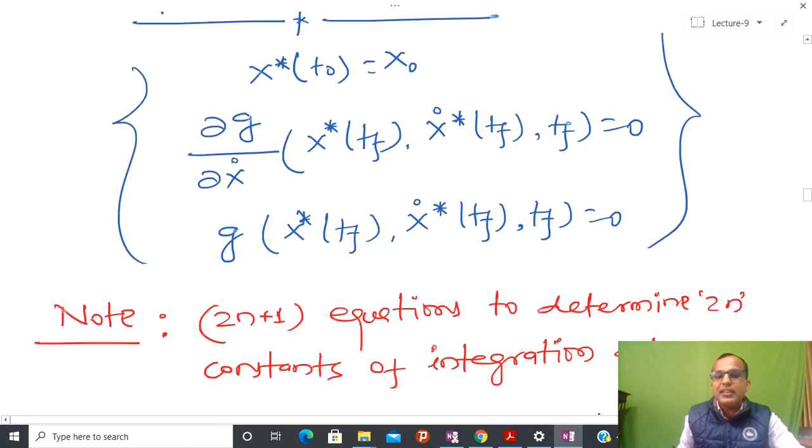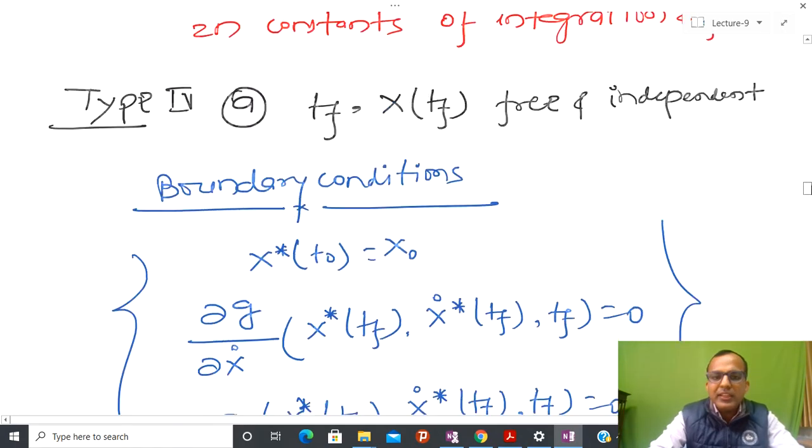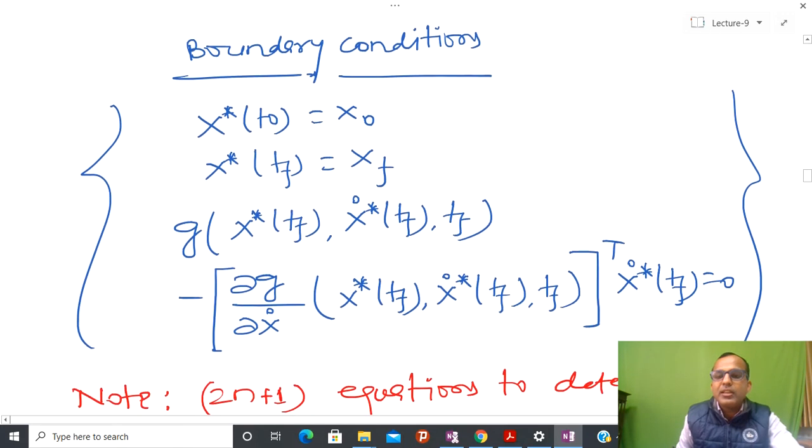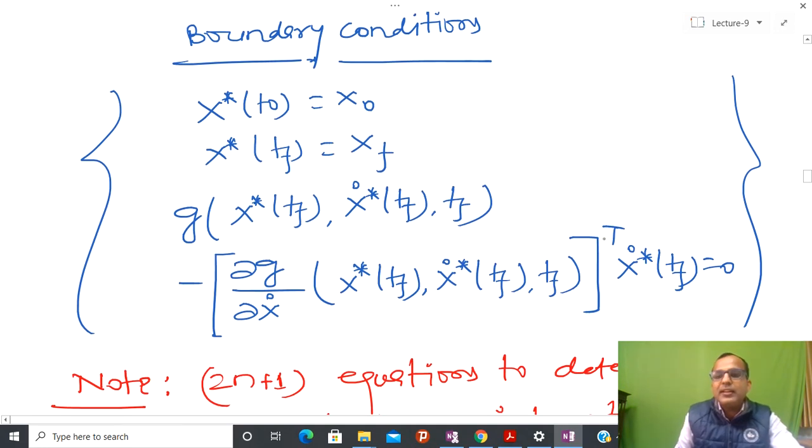Now let us see case 3. In the third case, tf is free and x(tf) is fixed. Whenever tf is free, delta tf is arbitrary, and in this case delta x(tf) is equal to 0, and if you again substitute it, then you are able to find this kind of condition, that this term is associated with delta tf, but delta tf is now arbitrary, so we have to put the coefficient equal to 0.